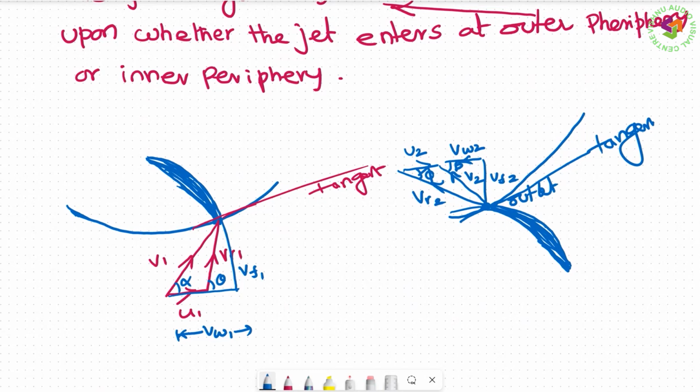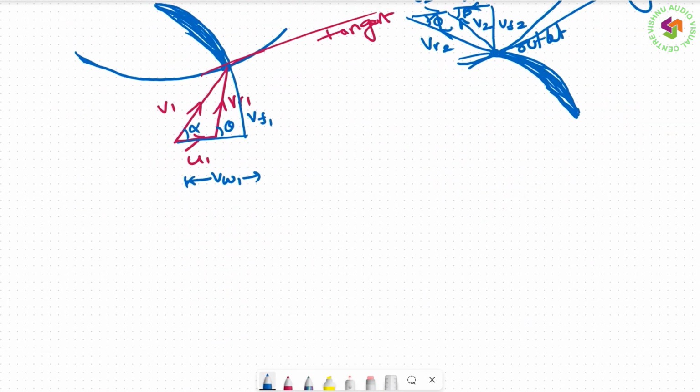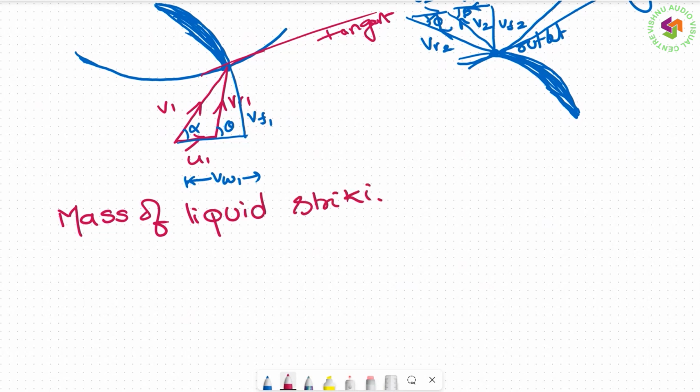Now what is the first thing? Mass of liquid striking per second. Because it is a series of vanes, the whole mass will strike. Please remember, in the previous case, one single vane is there. Instead of V1, we have written here VR1. Please note that here the whole mass will strike. So that's why it is rho A V1. Why? Because rho A V1 in brackets, series of vanes.